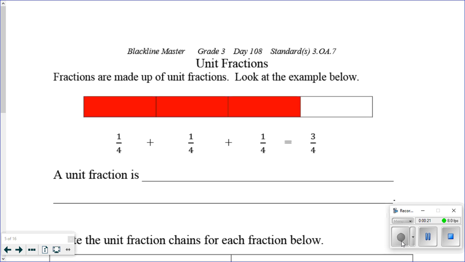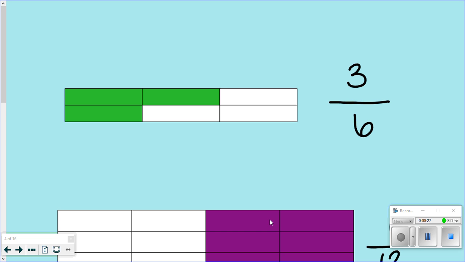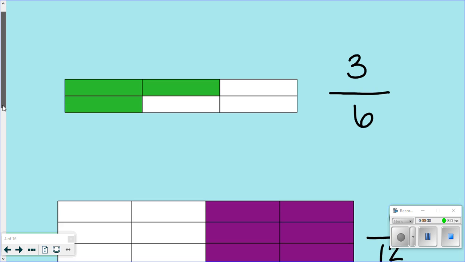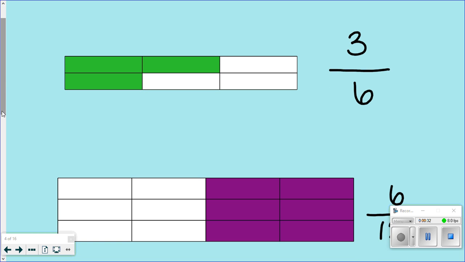We learned Tuesday that fractions were those pieces that when we add them all up, we get a whole. So I'm going to show you what we were working on Tuesday.